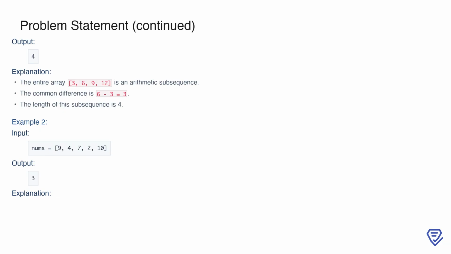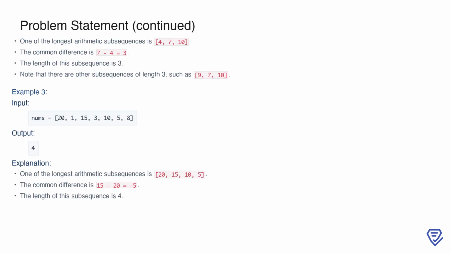Now, consider the second example, where the input is nums equals 9, 4, 7, 2, 10. Here, the output is 3. This is because one of the longest arithmetic subsequences is 4, 7, 10. The difference between consecutive elements in this subsequence is 3, and its length is 3. In the second example, it's worth noting that there are other possible arithmetic subsequences of length 3, such as 9, 7, 10. However, the length of the longest arithmetic subsequence remains the same, which is 3.